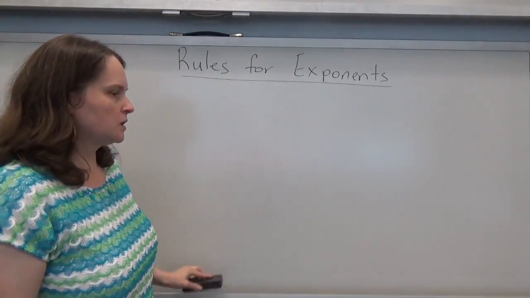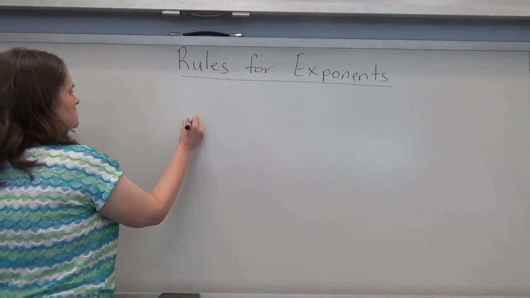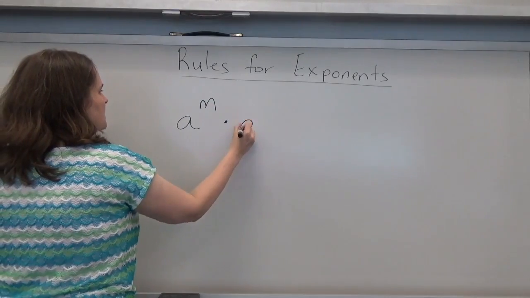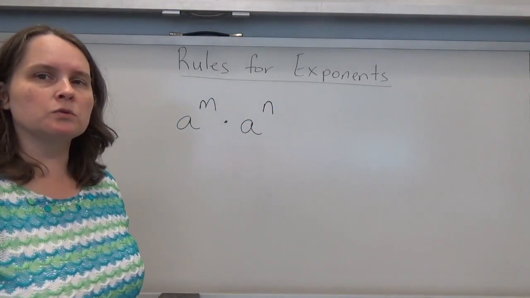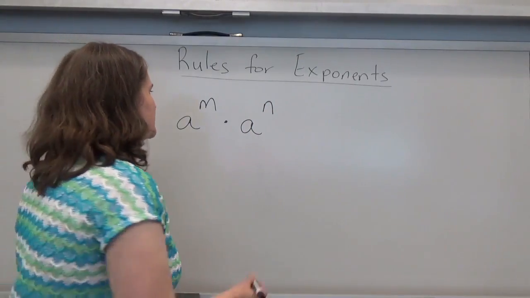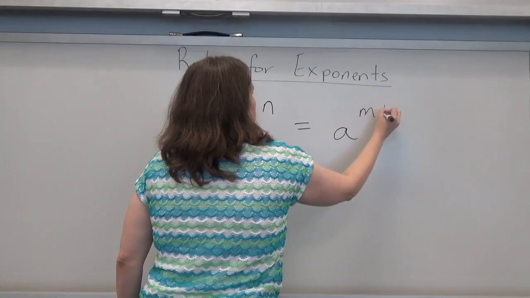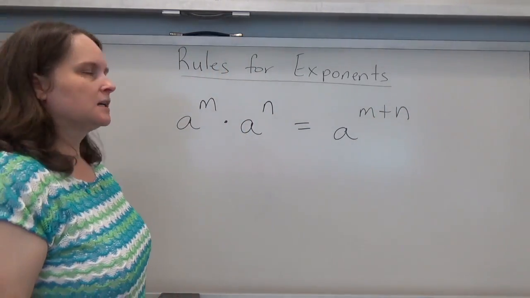The first rule that we're going to talk about is what we call the product rule. If you've got a base raised to a power, and you're going to multiply this times the same base raised to a different power, the product rule tells us that we can keep the common base and add the exponents. Okay? Why does that work? Well, let's look at an example.